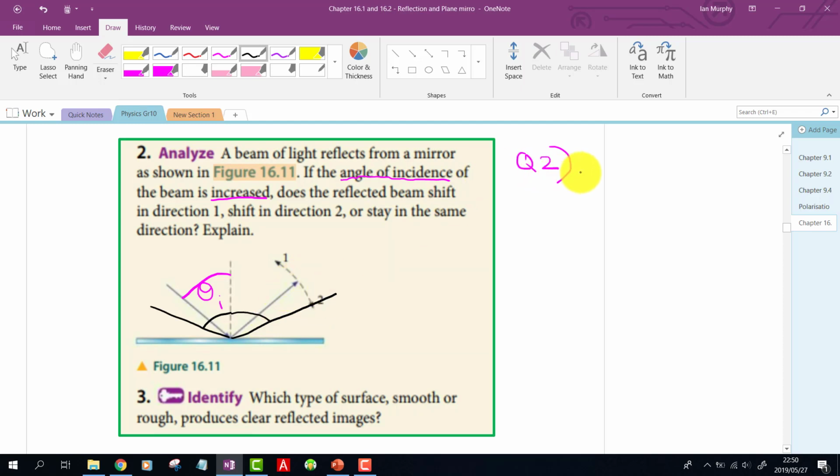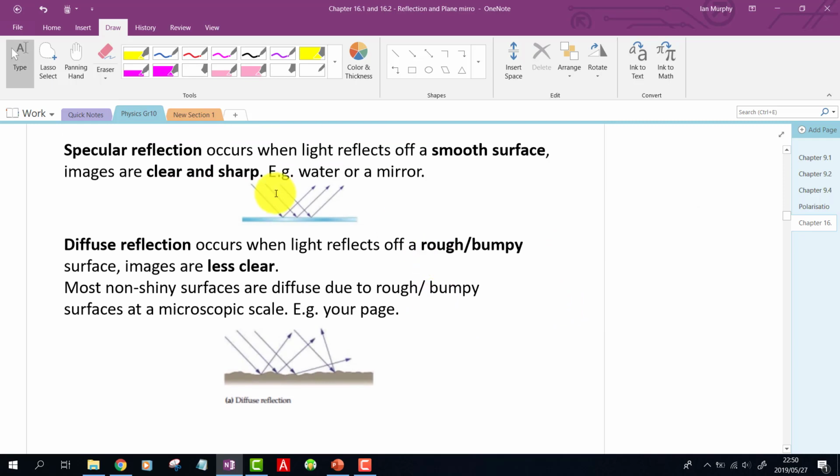So remember to write your answer: direction 2. Okay, we now look at question 3. Which type of surface, smooth or rough, produces clear reflected images? And the answer is smooth. Remember to write question 3 and then write your answer. The explanation for that was given a little bit earlier.